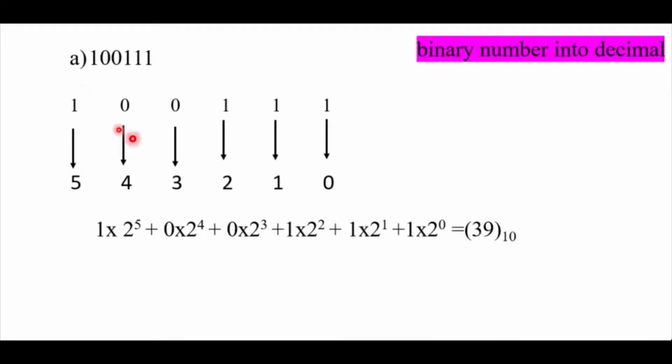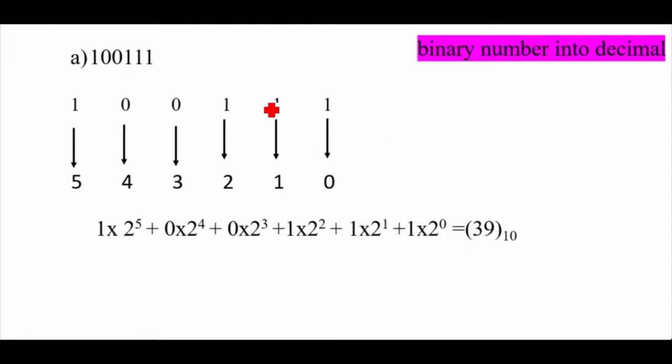So the first one is 1001111. The first way is this: we will give the position numbers. This is our 1, and we have given it position number 0. The next one, 1, gets position number 1. Then this one gets position number 2, then 3, and like this 4, 5. You can give a position number to each digit.